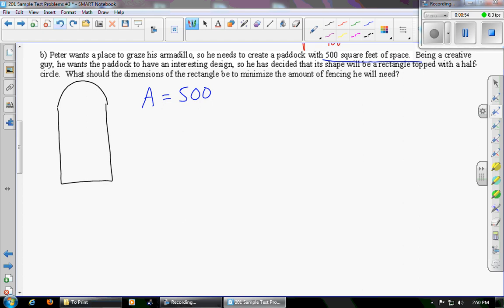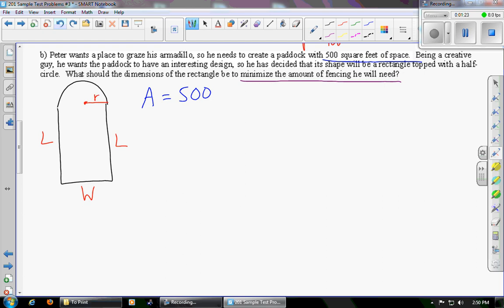And we're trying to do it in such a way to minimize the amount of fencing that we're going to need. So it seems like we're now looking for a formula that tells us how much fencing we're going to use. So let's go ahead and start labeling our diagram here. We're going to put some letters. Down here we'll call it W for width. Over here is L for length. And because there's a semicircle involved, we should talk about the radius. So how about we call that thing R?